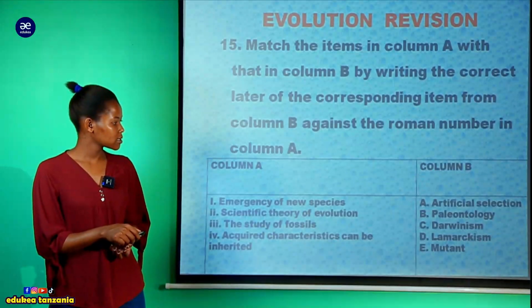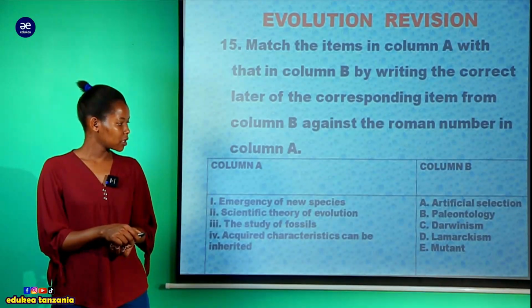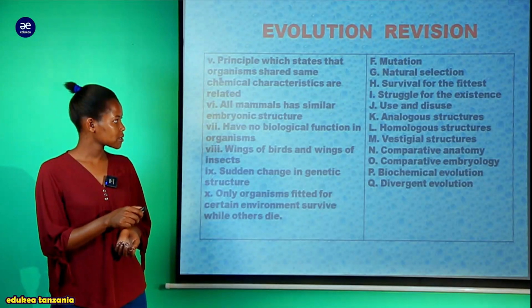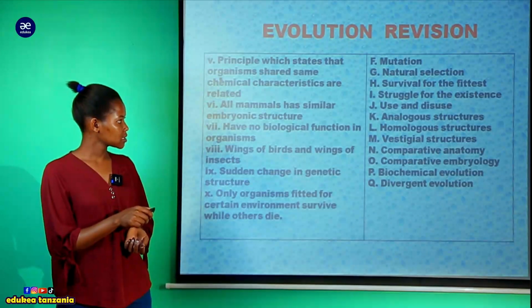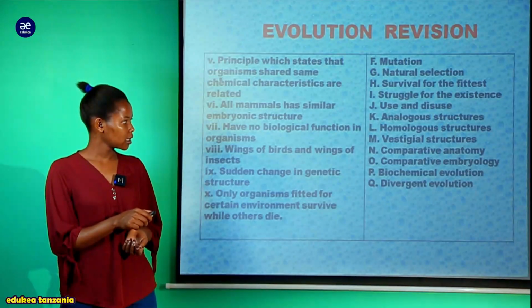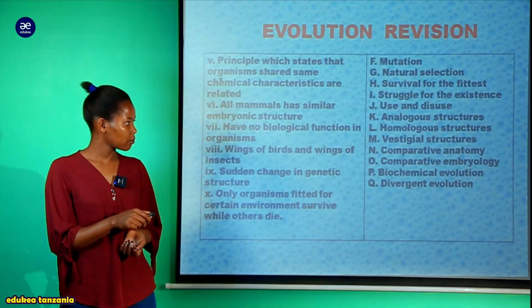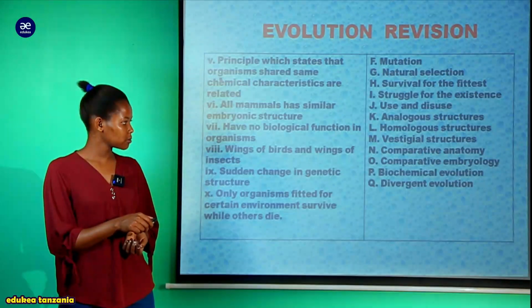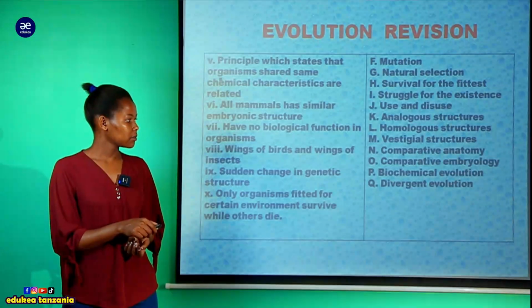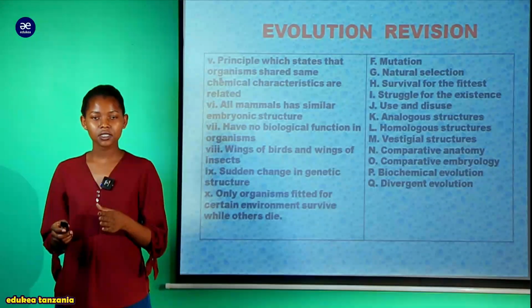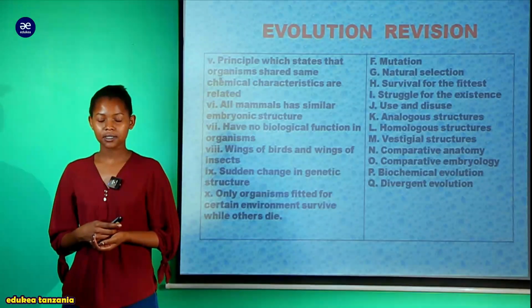For instance, on column B you can see A is artificial selection, B is paleontology, C is Darwinism, D Lamarckism, E mutant, F is mutation, G is natural selection, H is survival of the fittest, I is struggle for existence, J is use and disuse, K analogous structure, L is homologous structures, M is vestigial structures, N is comparative anatomy, O is comparative embryology, P biochemical evolution, as well as Q divergent evolution. Then after, it's your time now to start to answer one item after another.